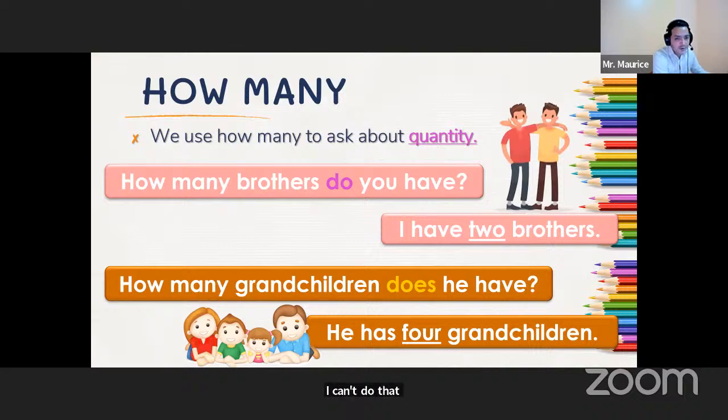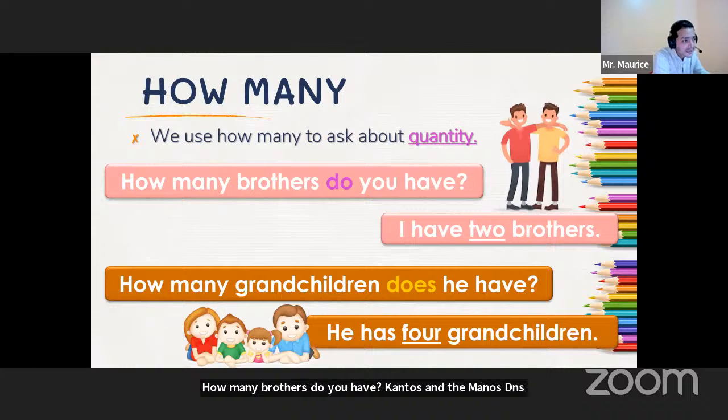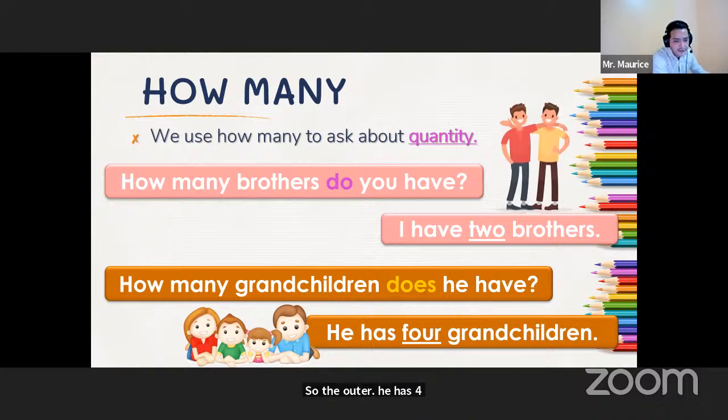For example, in the question number 1, how many brothers do you have? ¿Cuántos hermanos tienes? Cantidad, how many? Busca información sobre cantidad. How many brothers do you have? I have 2 brothers. In the question number 2, how many grandchildren does he have? ¿Cuántos nietos tiene? So the answer, he has 4 grandchildren. You see? Okay, let me stop.